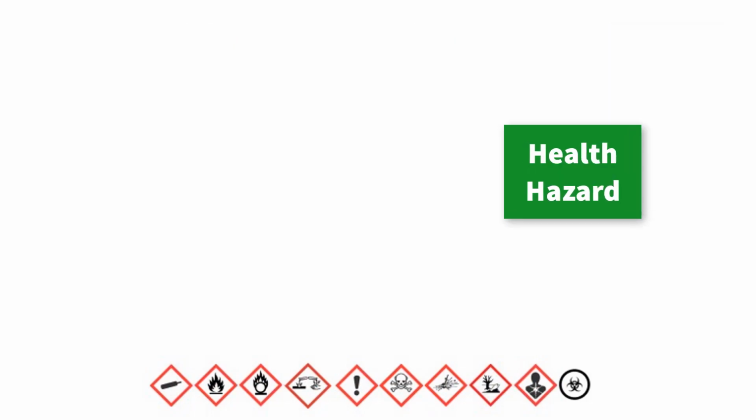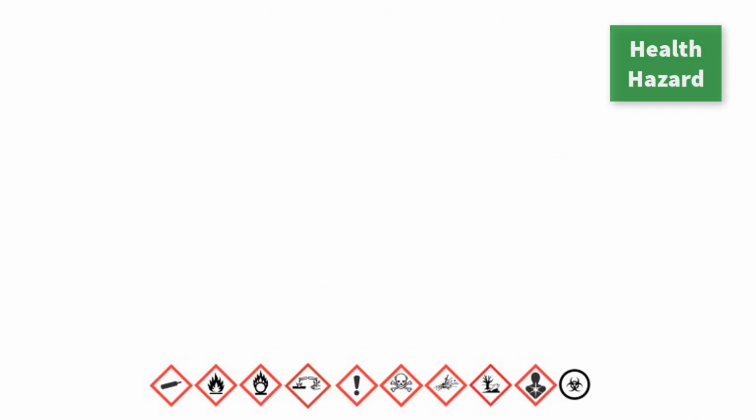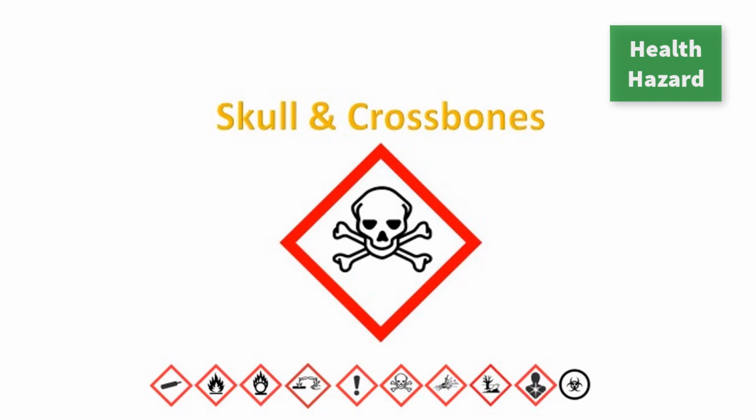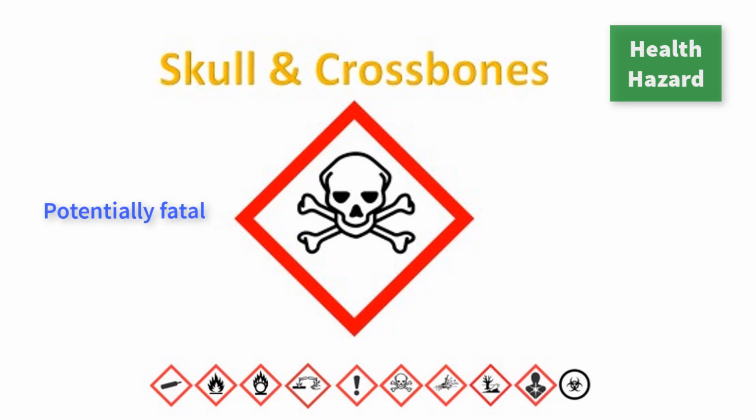Now we will move on to the 4 pictograms that are classified under the health hazard group. The skull and crossbones pictogram is a substance that is potentially fatal and may cause permanent damage if it is inhaled or swallowed.